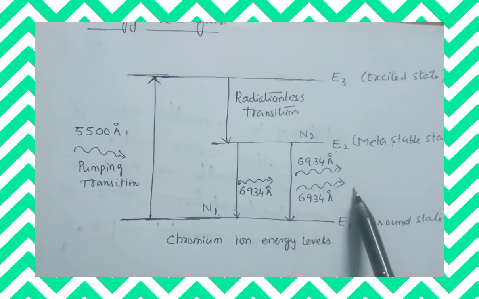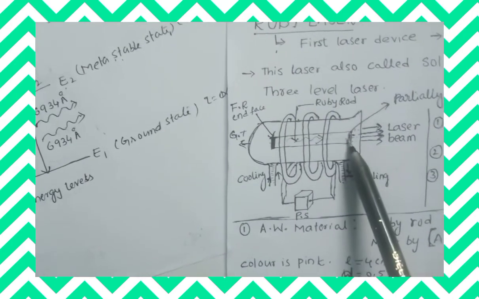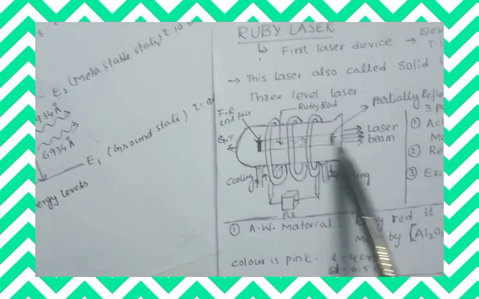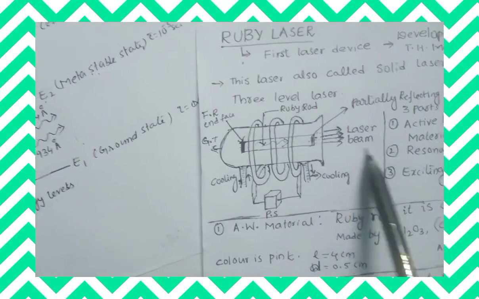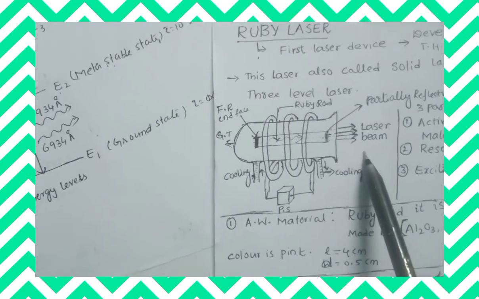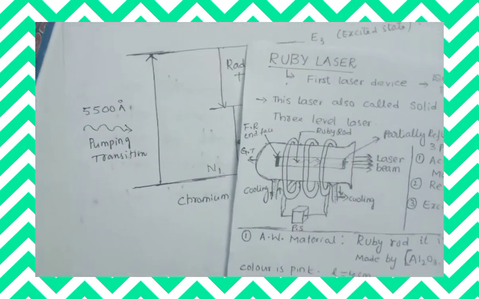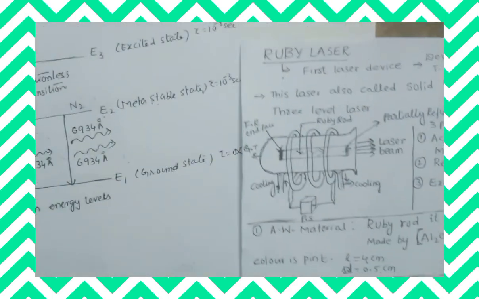Whenever sufficient light is amplified inside the ruby rod, the light comes out of the partially reflecting end. This is the laser beam of 6934 angstroms. This is the construction and working of ruby laser. I think all of you understand better.